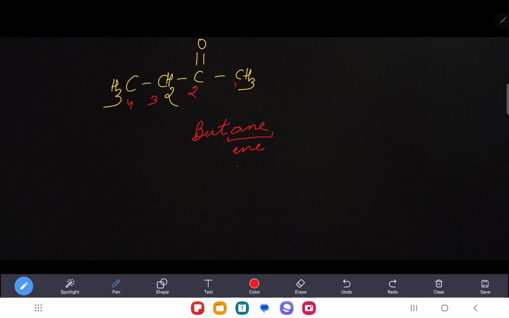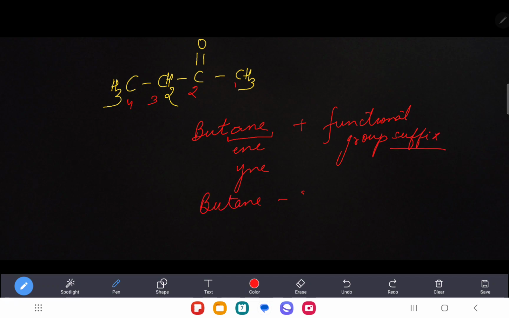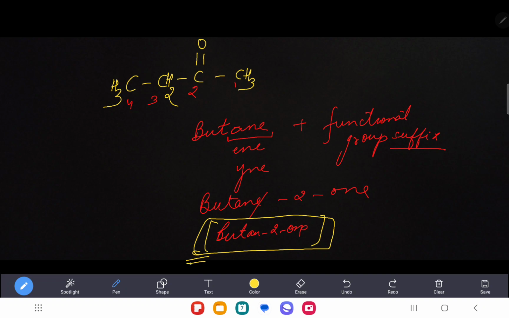Ane will always come first, followed by the functional group suffix. You understand? Followed by the functional group suffix. 2. Exactly. So it is going to become butane-2-one, and then they drop the E. So it becomes butan-2-one. Understood or not? Any doubts in this? Okay. So that's the concept. Are you understanding my point?